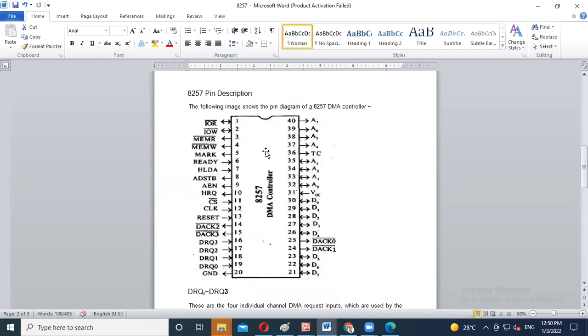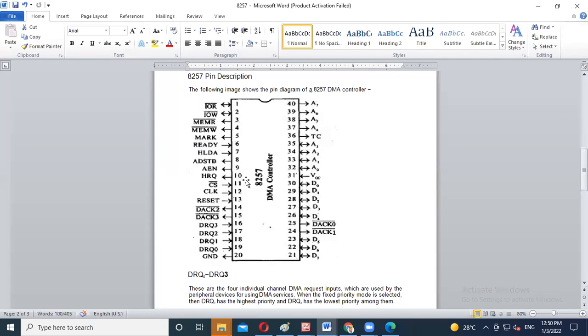Here I have given the pin description also. This pin description is not in the notes, so all of you please take a snapshot, or otherwise I will send these short notes to our microprocessor group, okay? For your reference in this class, just take this screenshot of the 8257 pin configuration. This is also a 40-pin chip, 20 pins on the left side and 20 pins on the right side.